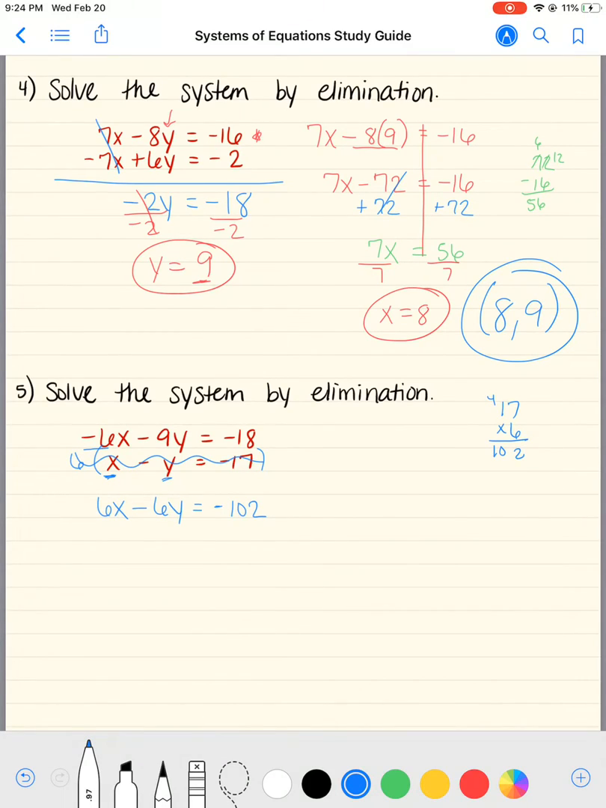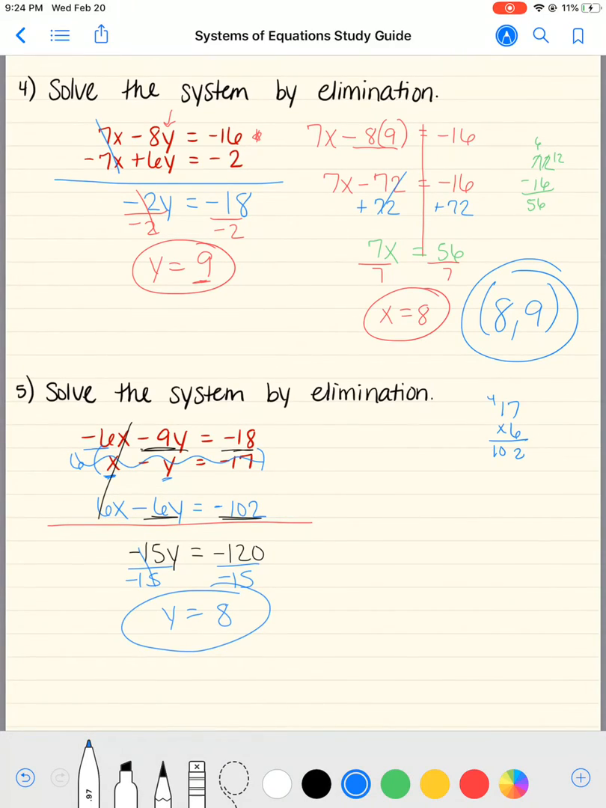Okay? So now this equation has gone away for the time being. I'll probably come back to it in just a minute. But let's get these other two added together. So your x's will go away. You have negative 9y minus 6y. That's negative 15y. And then negative 18 minus 102 would be negative 120. And then we just need to divide by negative 15. Two negatives are going to make a positive. And 120 divided by 15 is 8. So y is going to be 8.